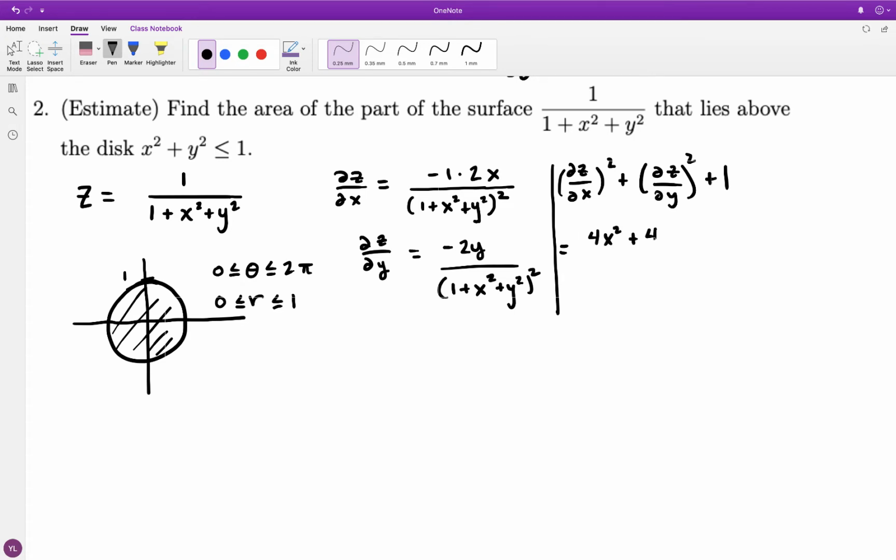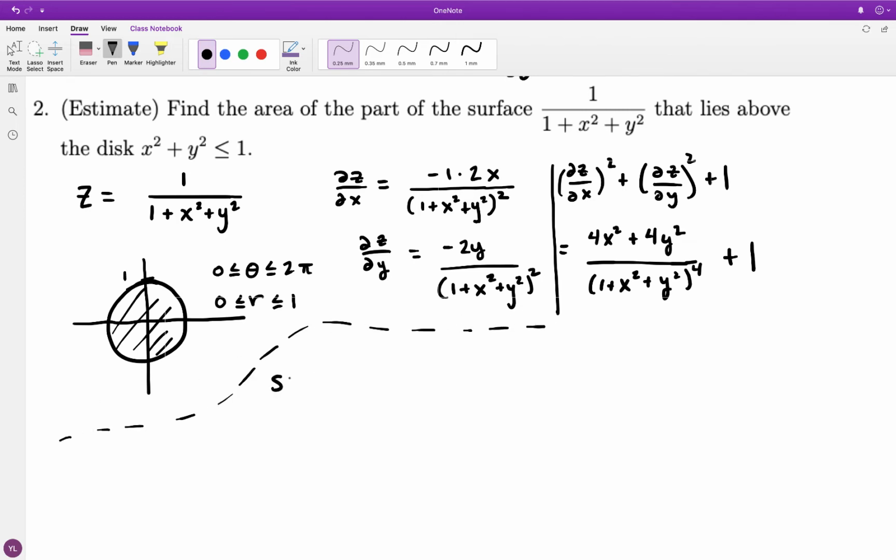Try and stay organized when you're doing your own work. That's going to help me grade, and it's also going to help you, so that you know where you're at in the problem and so on. Okay, so this is the contents of the radical expression in the integral. So I'm ready to set up my integral.